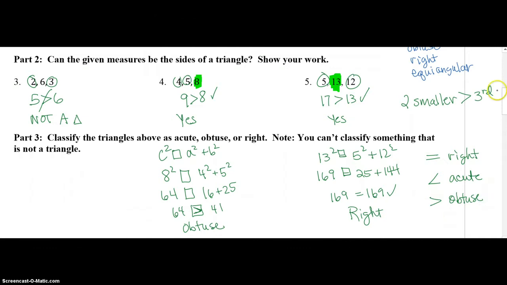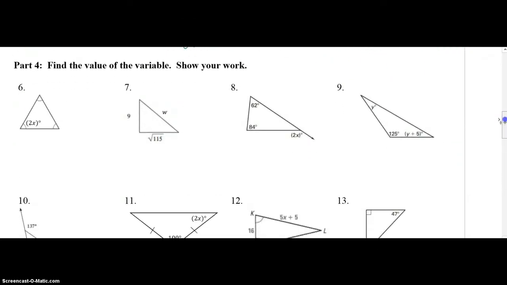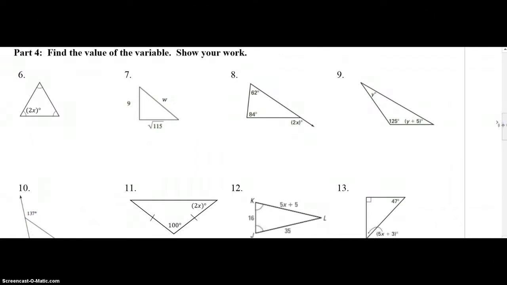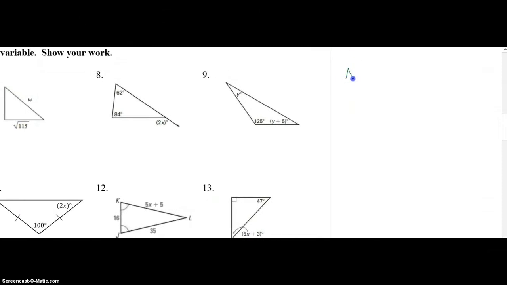Okay, so the next part here, Part 4 says find the value of the variable, show your work. Okay, so there are a couple things that you should be thinking as you do this section. And I'm going to make a little note over here. If you are given angles, then your options are they add up, all the angles add up to be equal to 180.